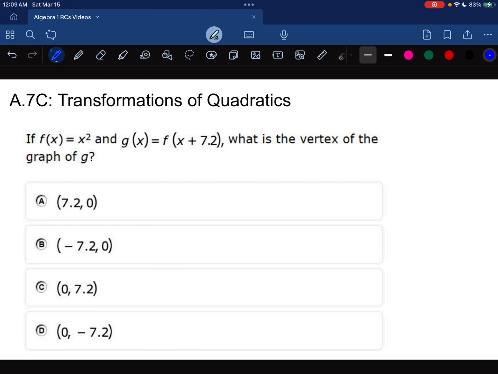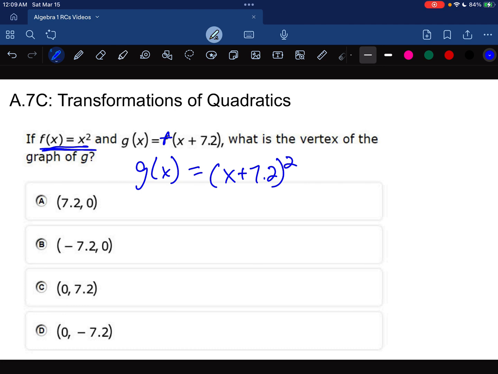All right, it says if f of x equals x squared, so remember you have your original, and now g of x is f of x plus 32. What is the vertex of g? So remember, the original is a quadratic. So remember, don't get confused by that. I'm just going to rewrite the equation as g of x is equal to x plus 7.2 squared.